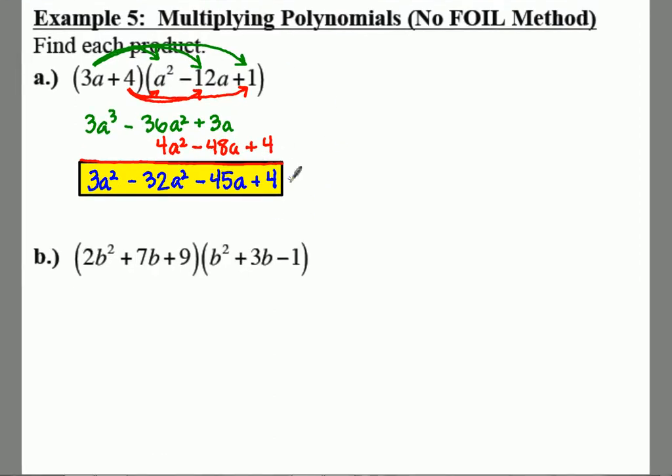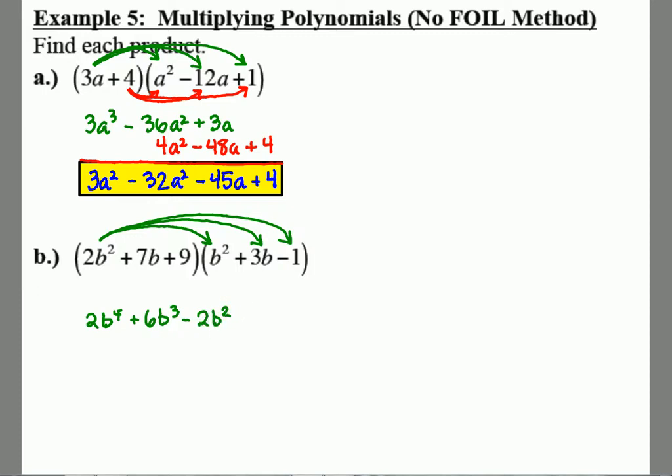Now let's try B here. We're going to multiply a trinomial times a trinomial. We're going to have to do some multiplication. So let's multiply this trinomial. First off, we're going to take our 2b squared times all three terms over here. So 2b squared times b squared is just 2b to the fourth. And then 2b squared times 3b gives us 6b to the third. 2b squared times a negative 1, that's going to give us a negative 2b squared.